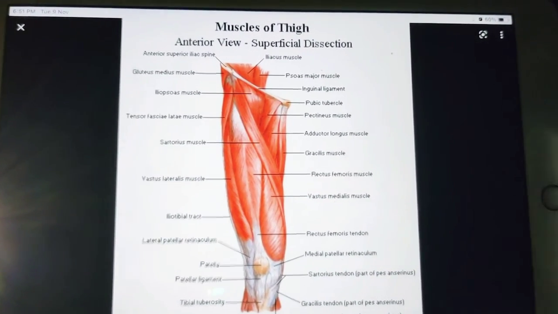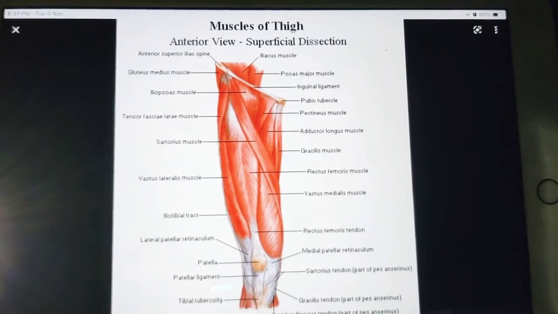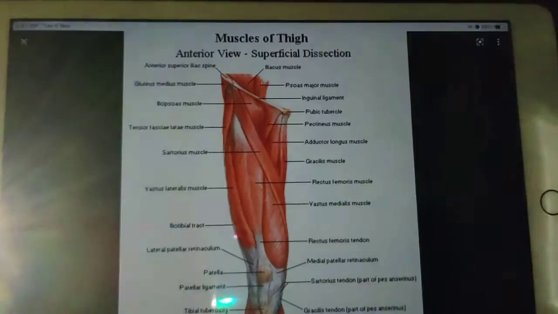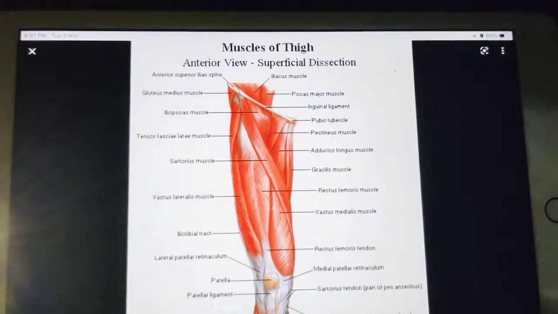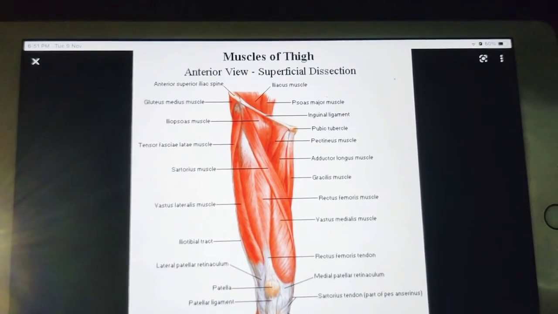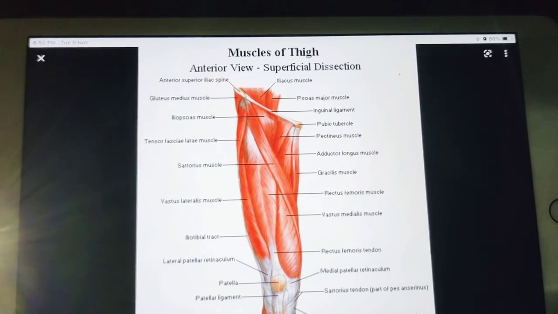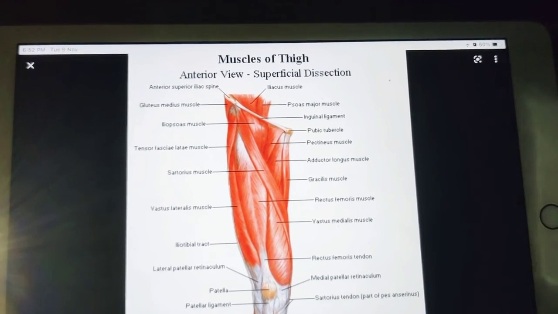So rectus femoris, of course, is coming from the anterior inferior iliac spine, right? And the reflected head is coming from the acetabulum, you know about this, and it is getting inserted into the base of patella. So this is about Quadriceps femoris origin and insertion.